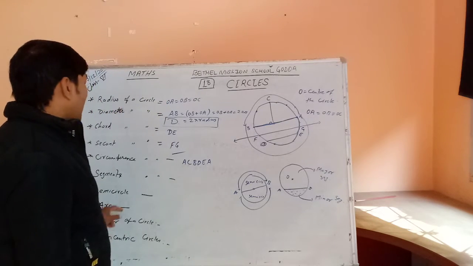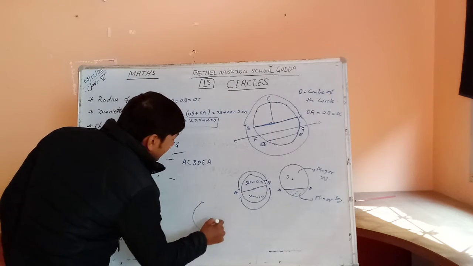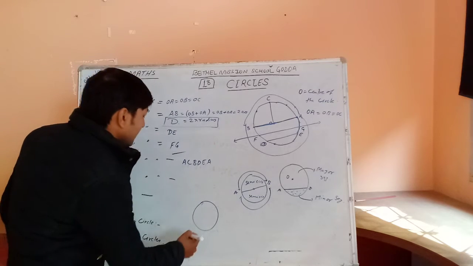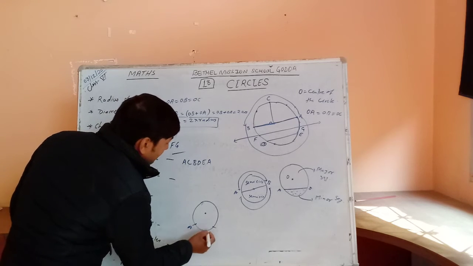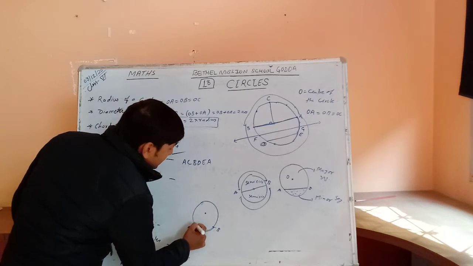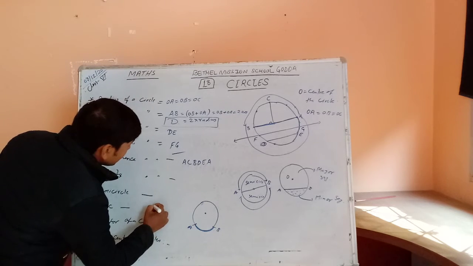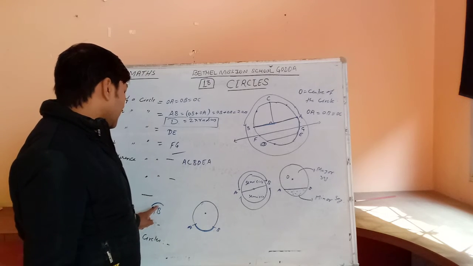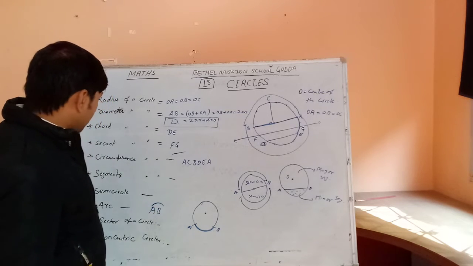Okay. Now, the arc. What is an arc? An arc is a part of a circle. If we take two points on a circle, A and B, then from here to here is called an arc. Arc AB is an arc, and we denote it like this.